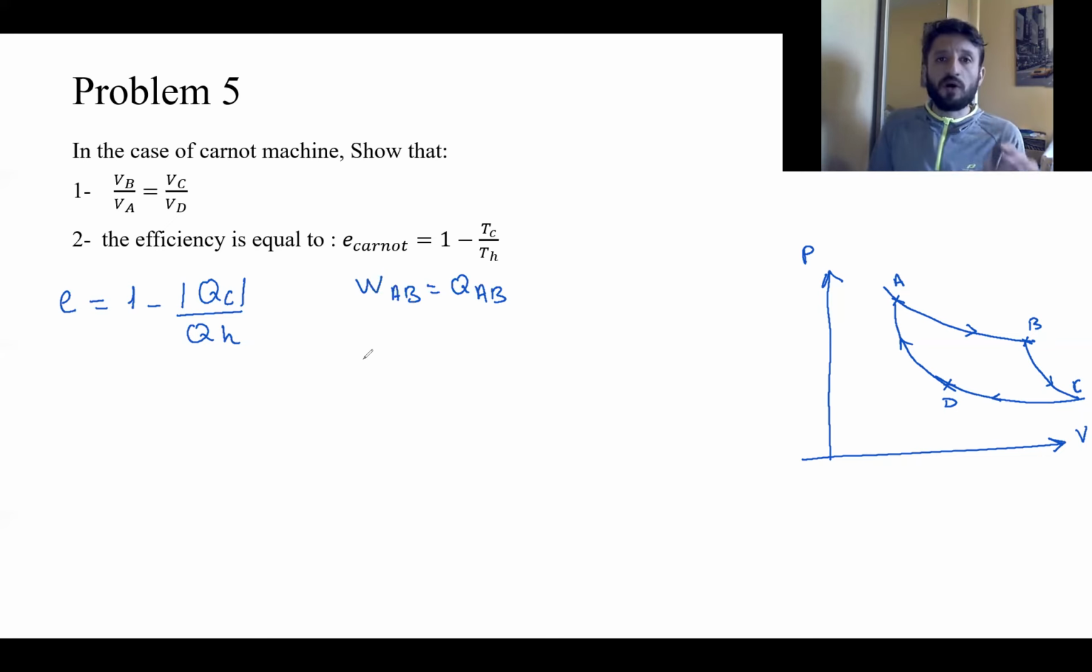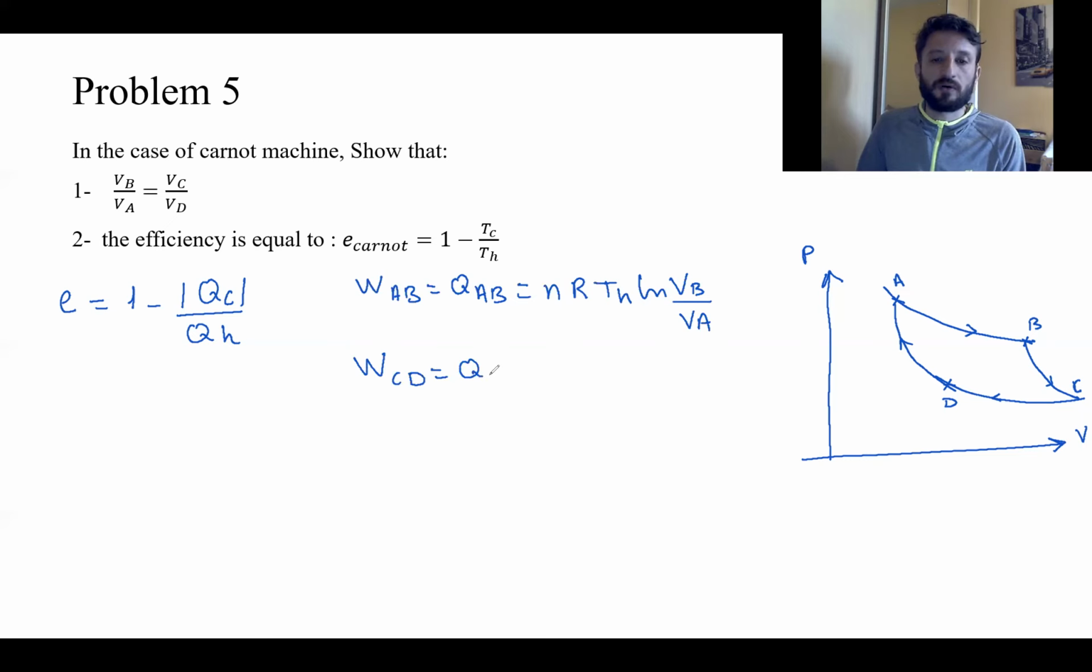The work done in the case of T constant equals nRT, where TAB is T hat, ln V final divided by V initial. You have to know this relation directly, without proof, without calculation. And omega CD equals Q CD equals nRT cold ln V final divided by V initial.